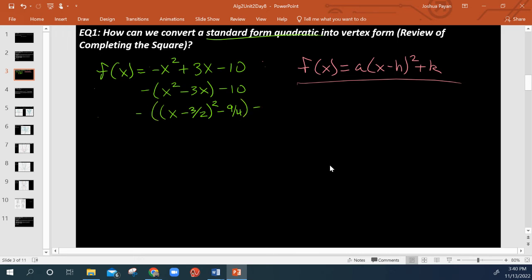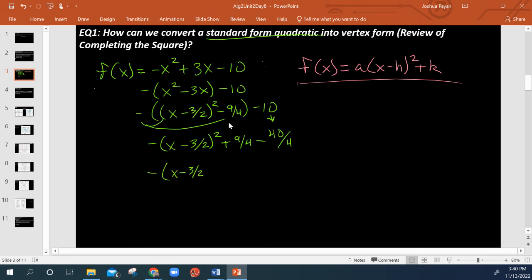And I still have the negative sitting out there waiting to be distributed back in, which is exactly what I'm going to do. So that leaves me with negative x minus 3 over 2 all squared plus 9 over 4. Okay, and then minus 40 over 4, because that's what that 10 would become. Right, this minus 10 became negative 40 over 4. Then I just combine like terms. And now I have got negative 31 over 4. Right, and there you have it. A times x minus h all squared plus k.